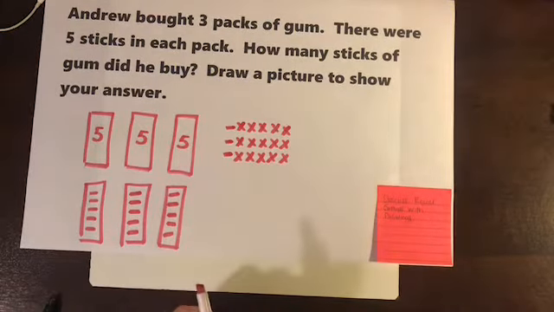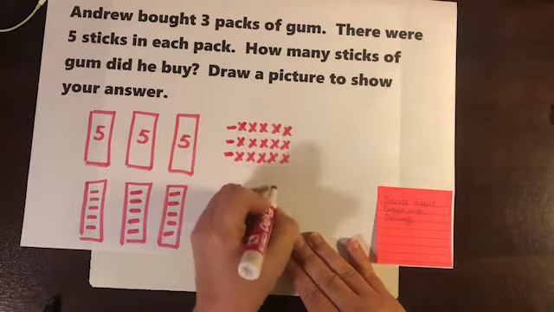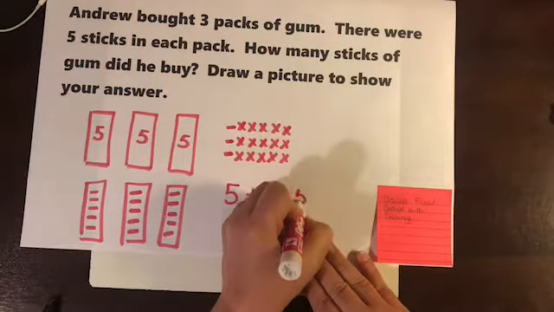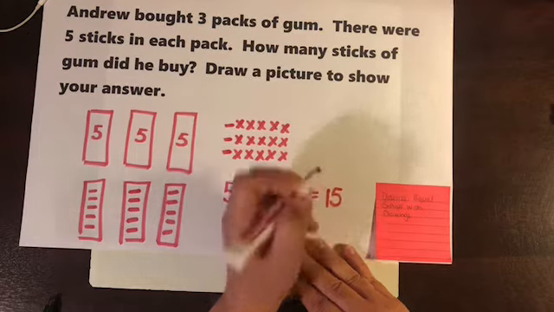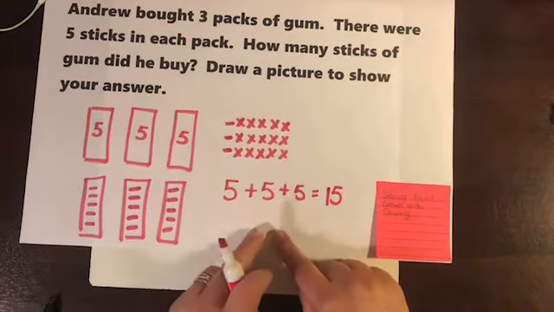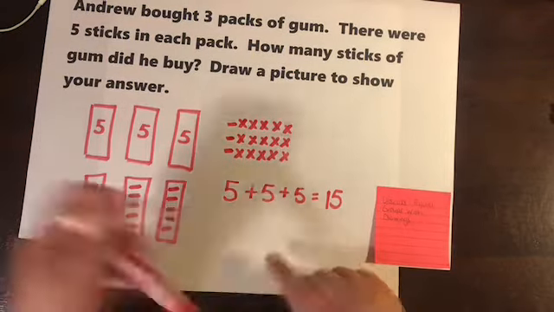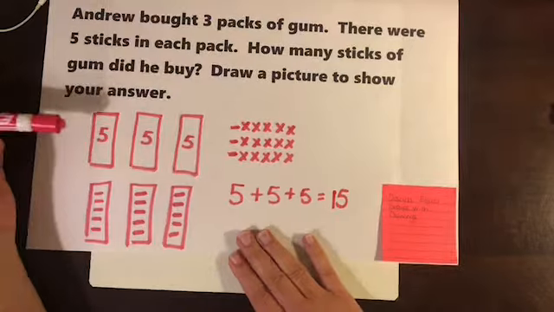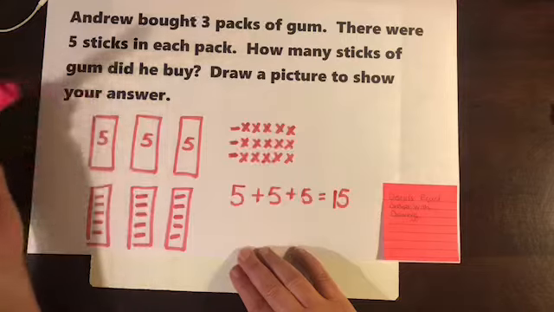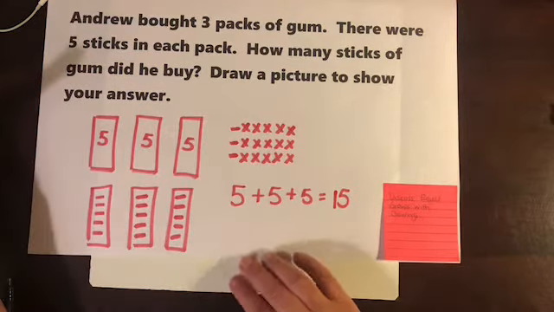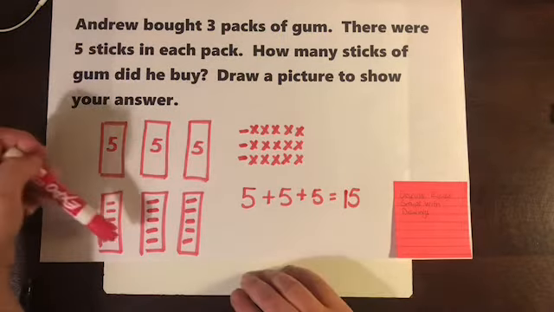Okay, so did you come up with a number model that said 5 plus 5 plus 5 equals, what did you come up with? You're correct, 15. So if that was your number model, you did good. If you did not come up with 5 plus 5 plus 5 equals 15, do you see how the answer should be that? 5 plus 5 plus 5 equals 15. In any one of my drawings, you would see that I'm adding by my groups, which are 5.